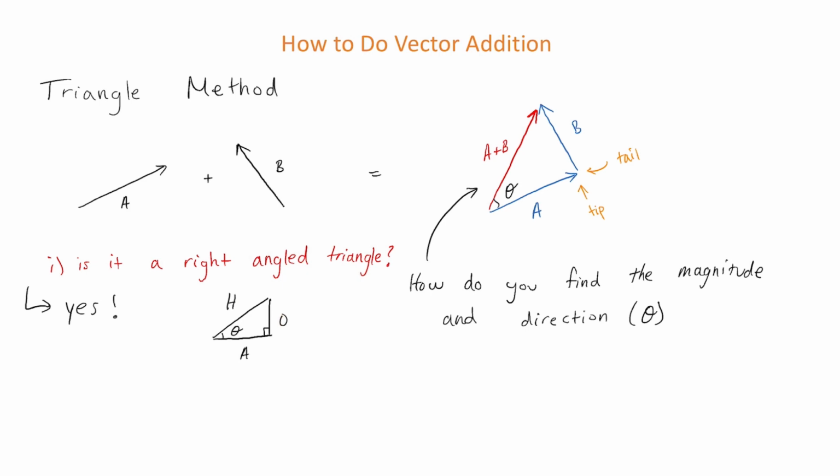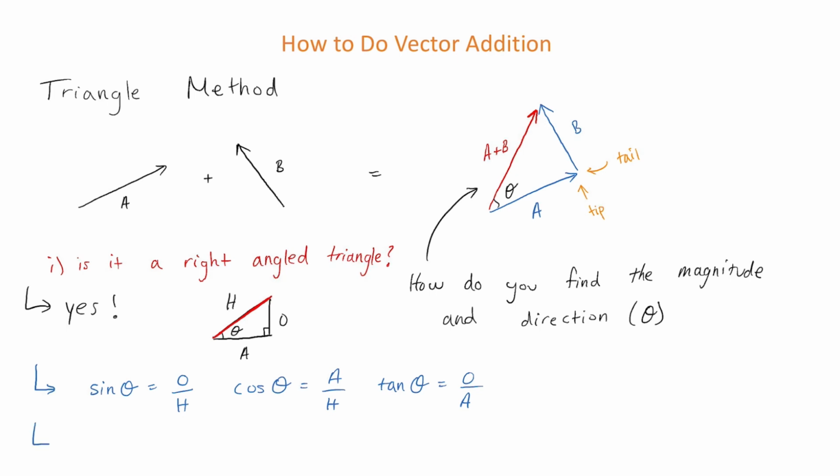These right-angled triangles will have an adjacent side, an opposite side, and a hypotenuse. And the resultant is the hypotenuse of the triangle. And since we're dealing with a right-angled triangle, we can use the trigonometric functions to solve for the resultant. That means we can use sine theta is equal to opposite over hypotenuse, cos theta is equal to adjacent over hypotenuse, or tan theta is equal to opposite over adjacent.